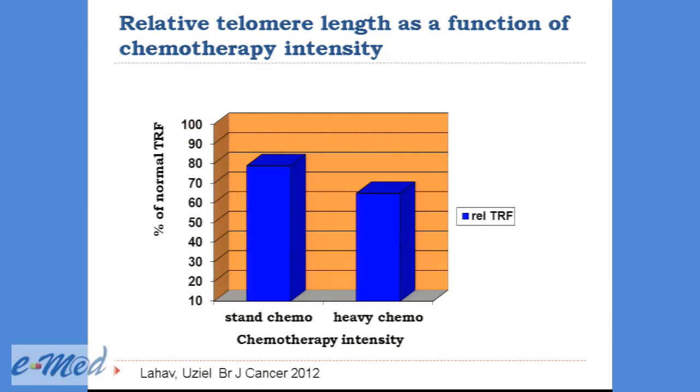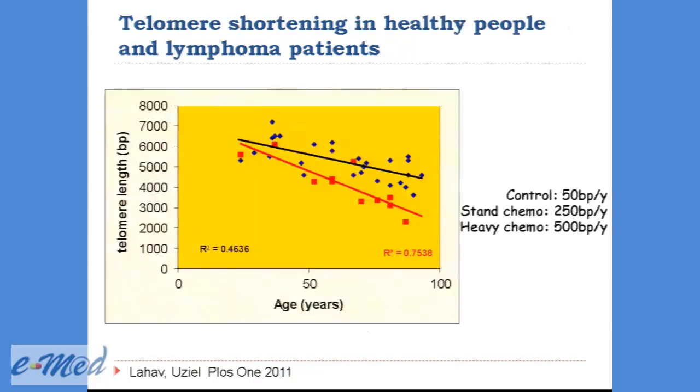So compared to the expected length of 100%, standard chemotherapy decreases the telomere length by 20% and more intensive therapy by almost 30 to 40%. And if we look at the slope of telomeres during the life of patients, you see the red line is chemotherapy, and they are shortened much, much faster. Actually, we calculated that it's equivalent to about 15 years of life.